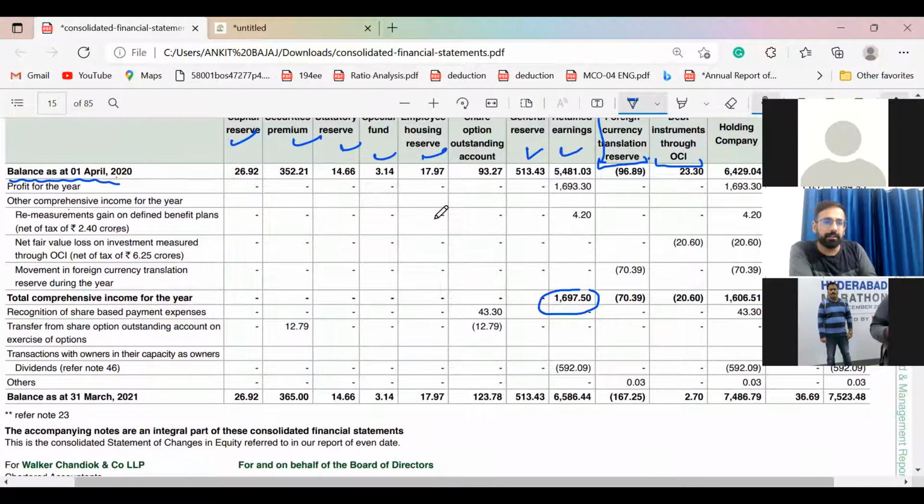Okay, it is given here. If you see profit for the year, I'm sorry, here it is given. I think they have taken an approximate value. The final figure is 1,693.30, right? So this value is given.